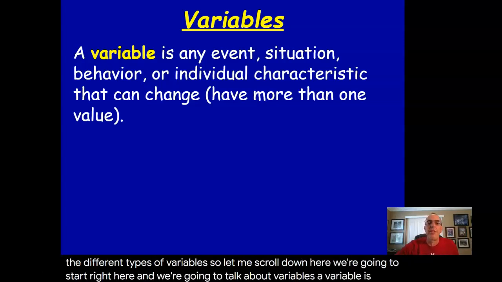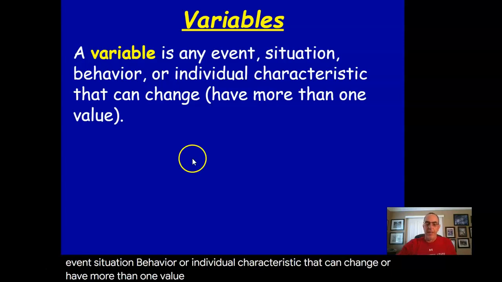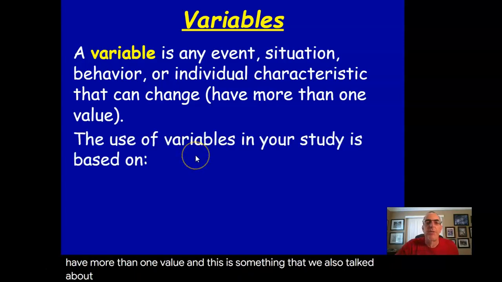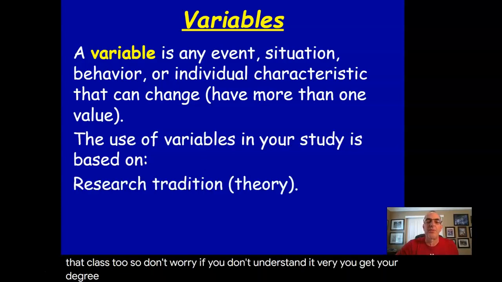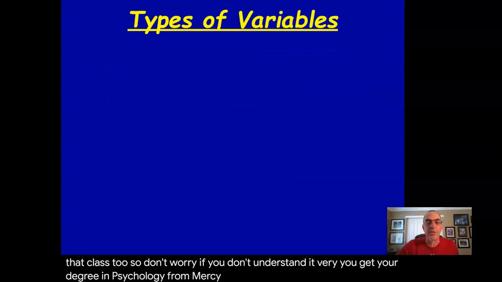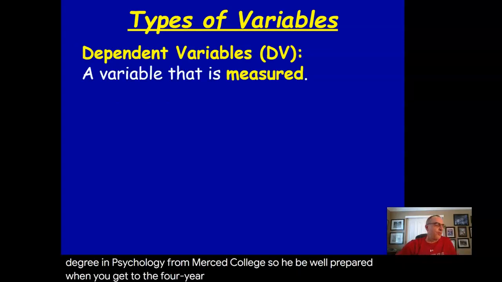A variable is any event, situation, behavior, or individual characteristic that can change or have more than one value. And this is something that we also talk about in the Psych 5 class, the statistics class. We'll go over this a lot in that class too. So don't worry. If you don't understand it very well right now, you will by the time you get your degree in psychology from Merced College. So you'll be well prepared when you get to the four-year universities.